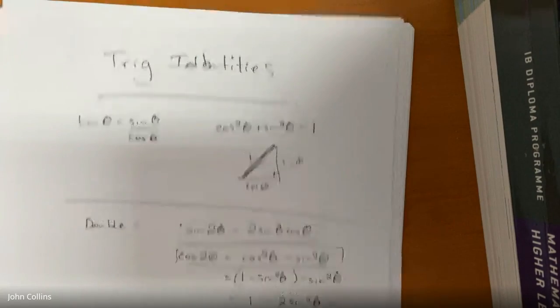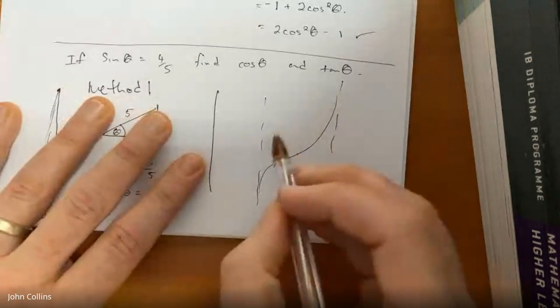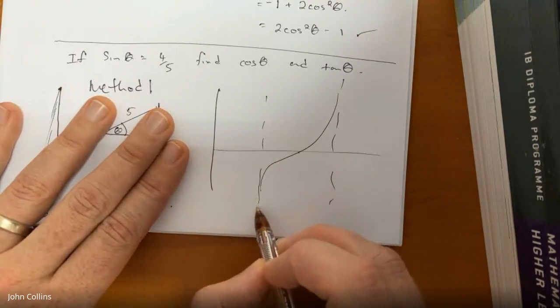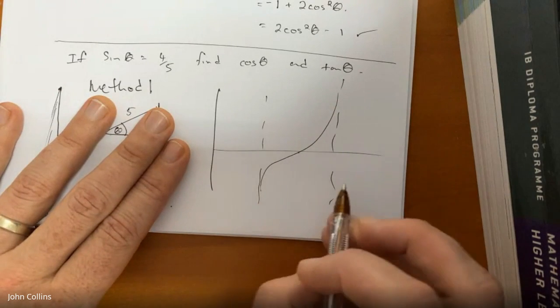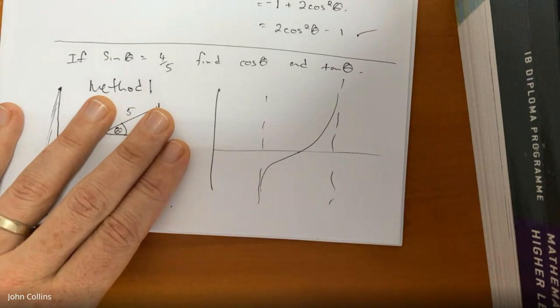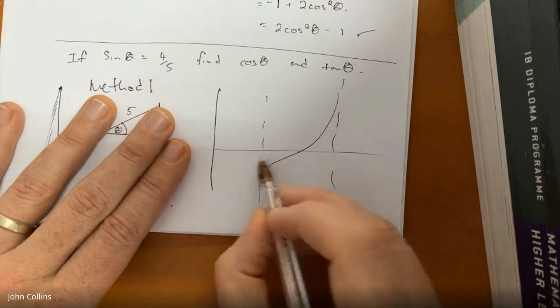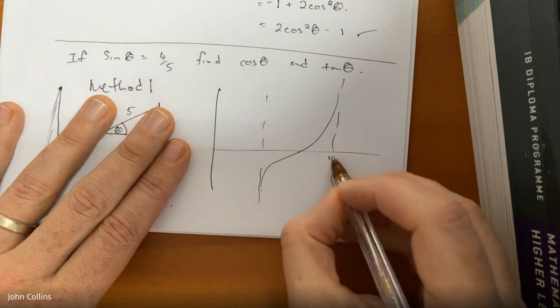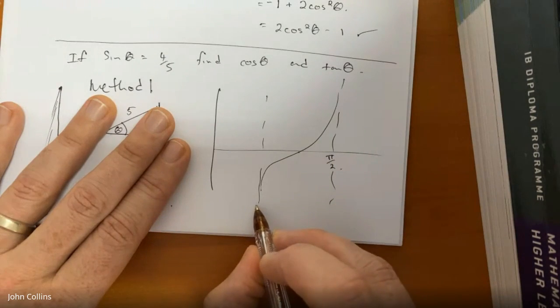All right. Since we're talking about graphs, there is the sketch of the tan graph. It has asymptotes here. What would these asymptotes be? What angles would they be at in radians? Well, which one? Pi over 2 is this one. So this is at pi over 2. And this is at zero, is it?